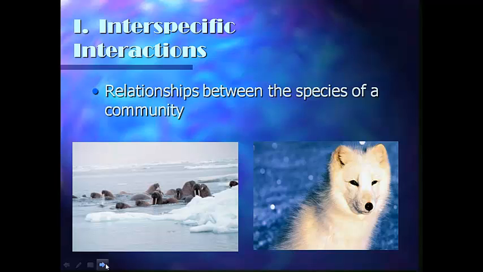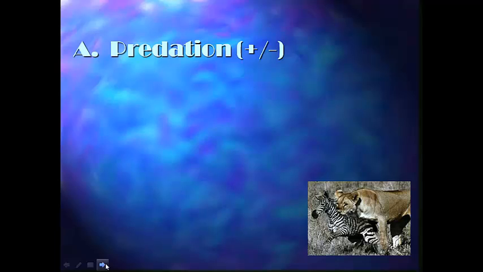Here we've got, again, from our Arctic community, the walrus and the Arctic fox. Obviously, they have a relationship in that the walrus can be prey for the Arctic fox. All right, so that's the first one we're going to look at here, which is predation. So predation is one of these interspecific relationships.